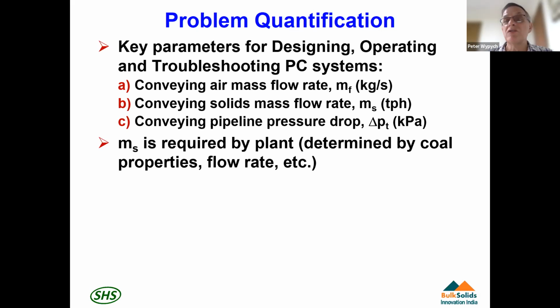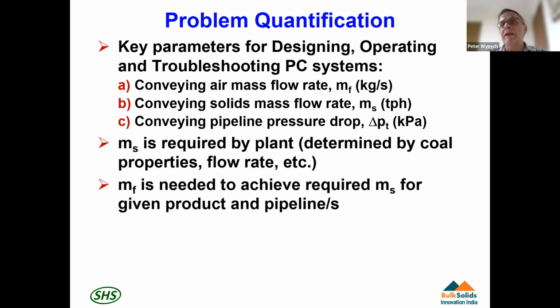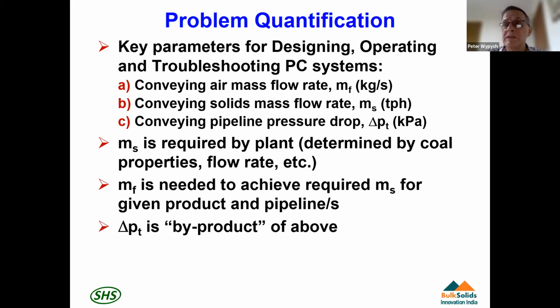Now, of course, m_s is determined or required by the plant as determined by the coal properties, the flow rates through the plant and so forth. And the air mass flow rate is needed. That's the critical design parameter from a design perspective to achieve the required m_s through the pipeline to give us the system capacity we need for that given product and pipeline or pipeline combinations. There may be different lengths involved for different silo destinations. And then pressure drop is an important parameter too, but it's really a byproduct of conveying particular ash through a particular pipeline at a particular airflow.